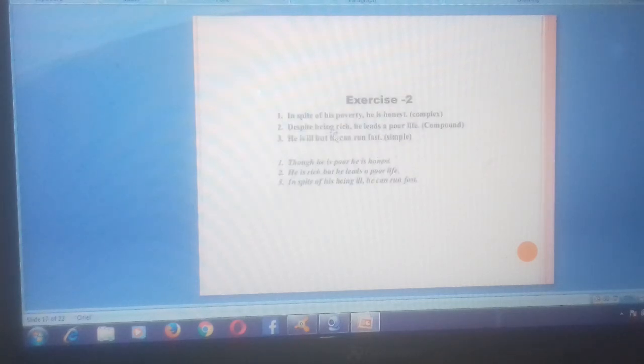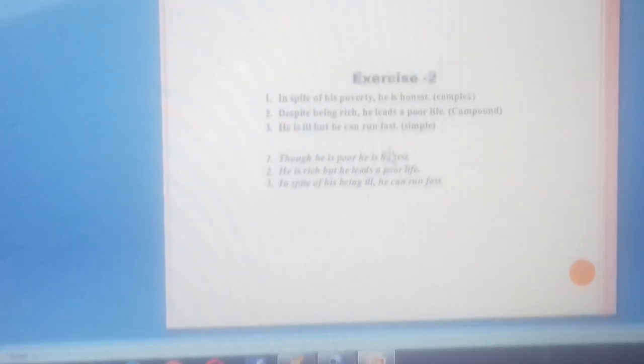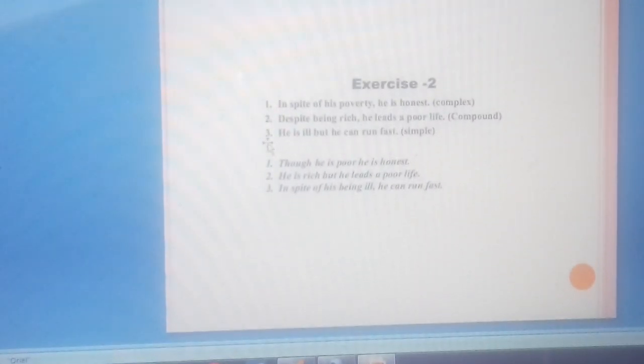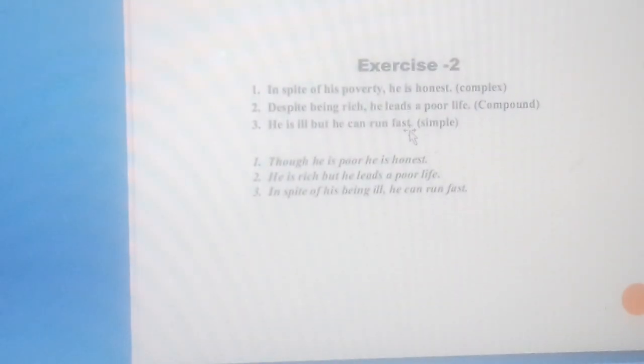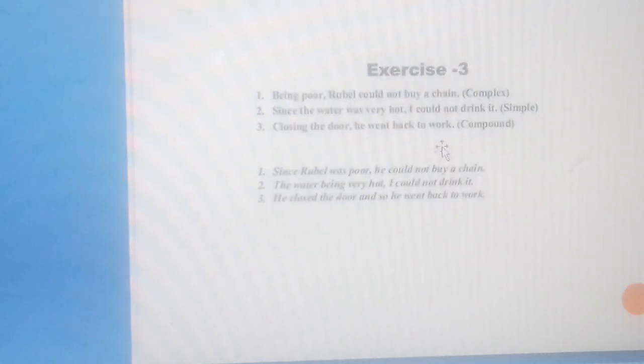Let's go into another exercise. "In spite of his poverty, he is honest." It's a simple sentence, and the complex form of it will be, "Though he is poor, he is honest." And on the contrary, "He is ill, but he can run fast." It's a compound sentence. However, compound is excluded from this discussion. We'll discuss it later on.